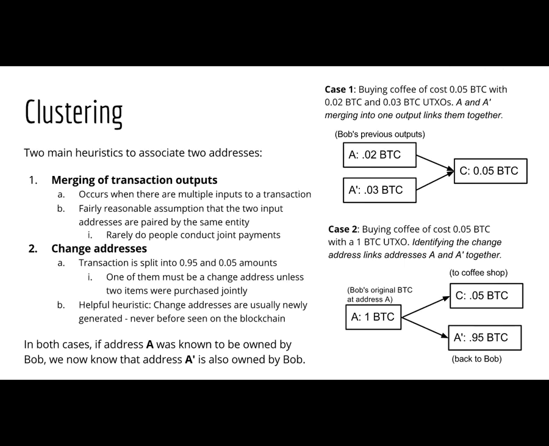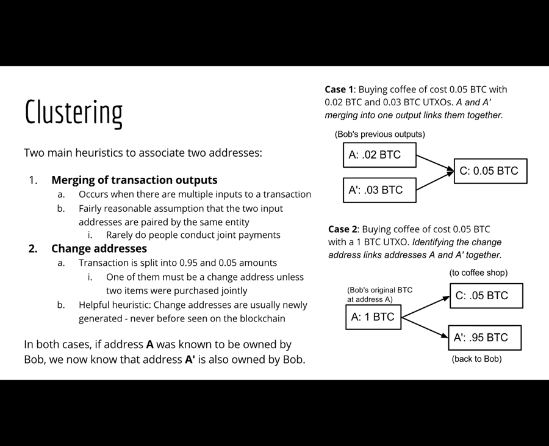So clustering. In Bitcoin, there are two main ways to associate these addresses. The first is where you're merging transaction outputs. A typical example is our coffee shop example, where it requires 0.05 Bitcoin. If you have two unspent transaction outputs, one is 0.02 and the other is 0.03, you need to combine those in order to get the total 0.05. And it's a reasonable assumption that the two outputs being combined belong to the same person, because rarely do people make joint payments for some shared product.